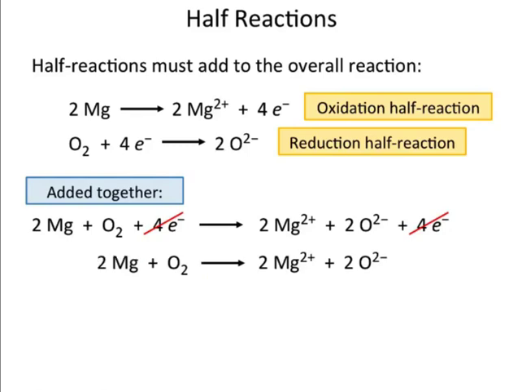This leaves us with this reaction. And then since this is an ionic compound, well, we can take the magnesium 2+ and the oxide anion and throw them together to make magnesium oxide. And this gets us back to our original reaction that we started with. Okay, our half reactions add to the overall.